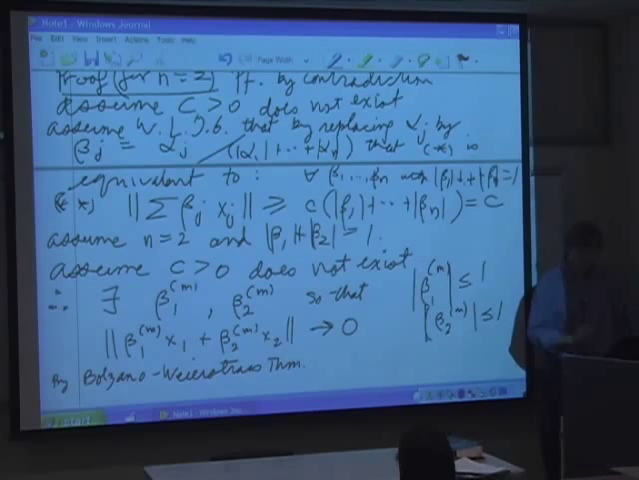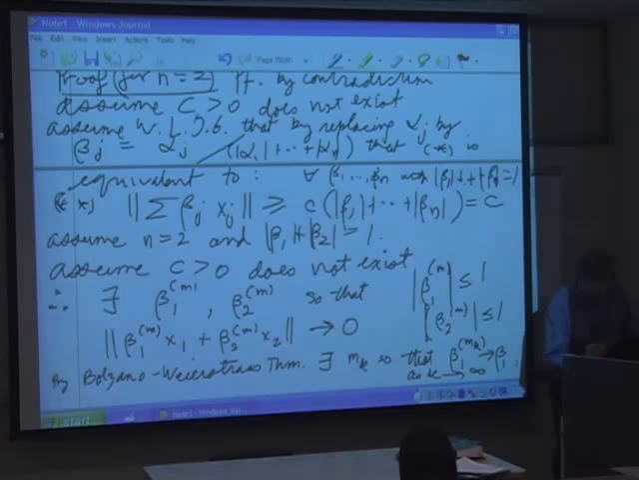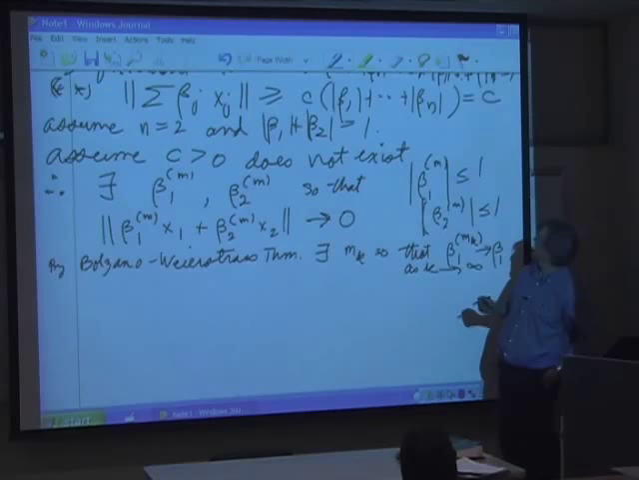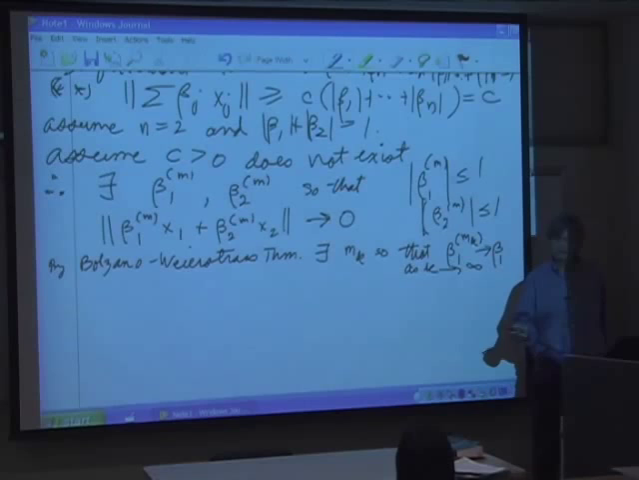Okay. There exists a subsequence M_k so that beta 1 super M_k goes to some limit beta 1 as k goes to infinity. So there's a subsequence of the positive integers so that the first sequence, beta 1, converges to something. Okay. And now I can take a further subsequence if necessary, and still get convergence. But I'll do that.